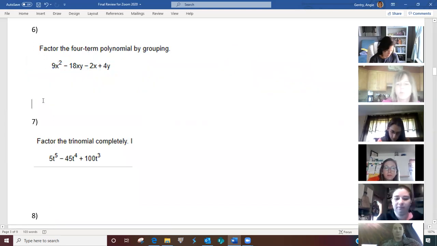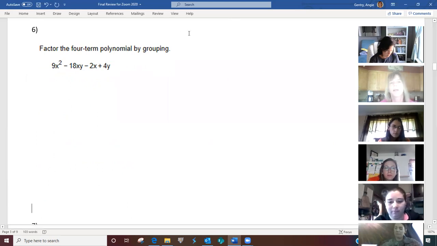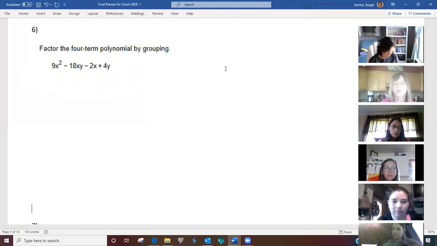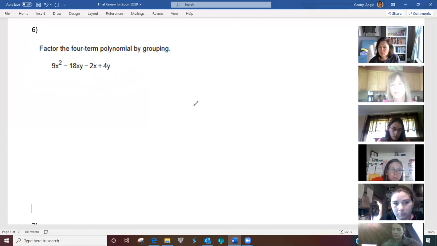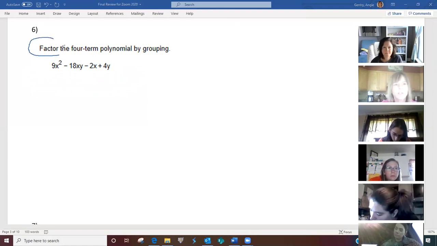So it says factor the 4-term polynomial by grouping. And again, I do not like it when it tells me what to do. I just want it to tell me to factor. Because when it says factor, the first thing my brain does is ask, is there a GCF? If it says to factor by grouping, you may be misled a little bit. So really all it should say is factor, and then I want you to always go through these steps.